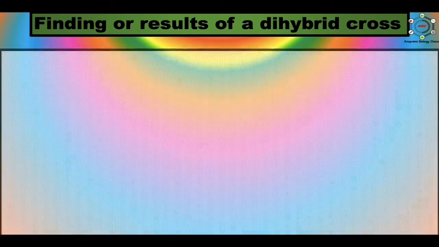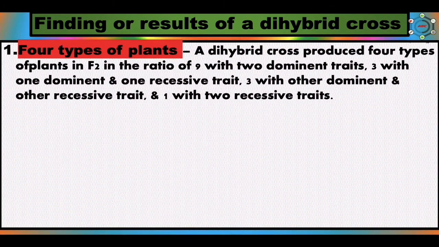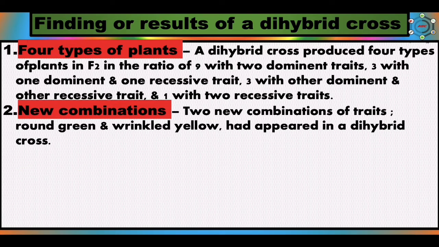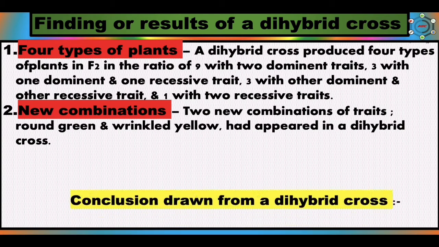Now, the findings or results of a dihybrid cross. So, the 4 types of plants. A dihybrid cross produced 4 types of plants in F2 in the ratio of 9 with 2 dominant traits, 3 with 1 dominant and 1 recessive trait, 3 with the other dominant and other recessive trait, and 1 with 2 recessive traits. And the new combinations: 2 new combinations of traits, that is round green and wrinkled yellow, had appeared in a dihybrid cross.